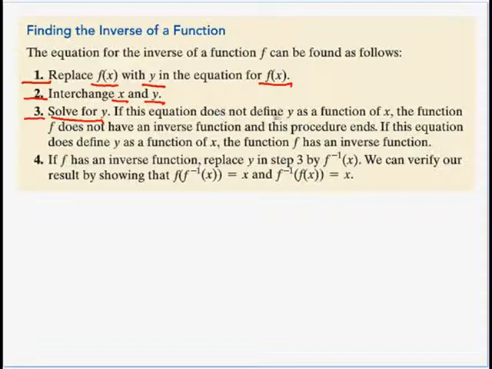If this equation does not define y as a function of x, the function f does not have an inverse, and this procedure ends. If this equation does define y as a function of x, the function f has an inverse. So if f does have an inverse, we replace y in step 3 by f inverse of x. We can verify our result by showing that f of f inverse of x is equal to x, and f inverse of f of x is also equal to x.